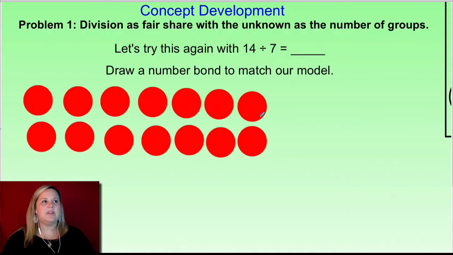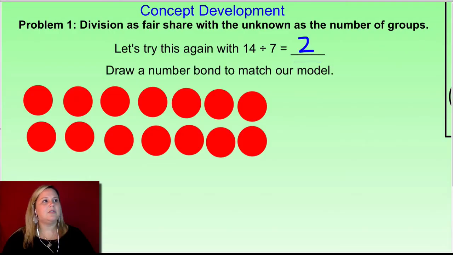So what do you think is going to be the missing factor that goes in there? I have my total of 14. I divided it into a group with 7 in each group. That was the size of my group. So this blank up here is going to represent how many groups I need. So how many groups do I need, friends? 2. You got it. Very good.